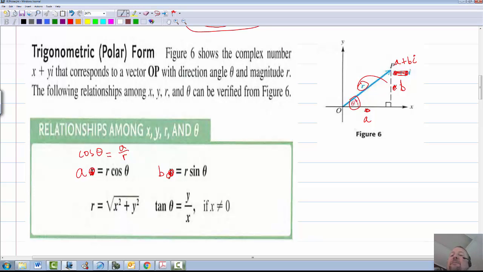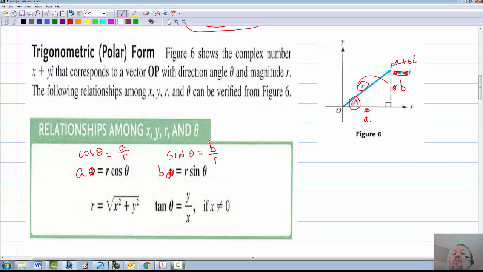If I had to find B, what side is B compared to this? Opposite. And then what's this? Hypotenuse. What deals with opposite and hypotenuse? So you take sine of the direction angle, and that would equal B over R. And then you multiply both sides by R. So this is how you find the A plus Bi if you're given theta and the magnitude. Sorry, words are struggling on a Monday morning.